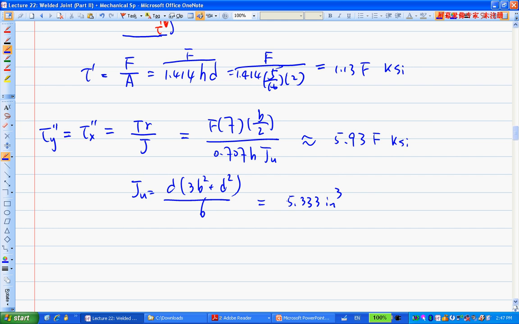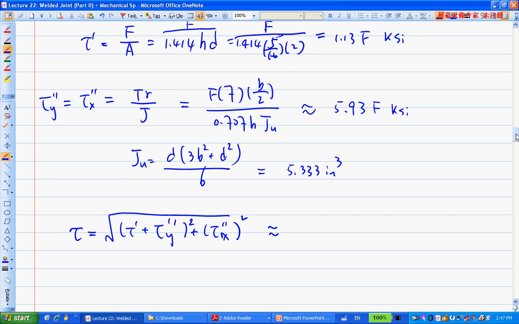Once we now have everything, the total shear stress is the square root of tau prime plus tau y double prime squared and tau x double prime squared. So plug in every value and expression, and then calculate the tau. We got 9.22 F KSI.